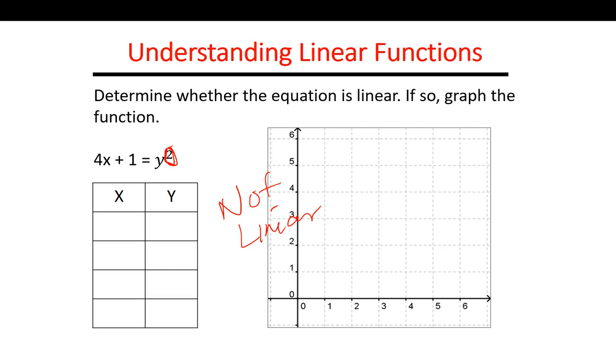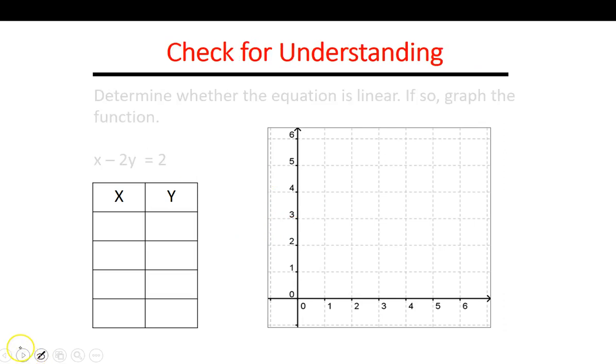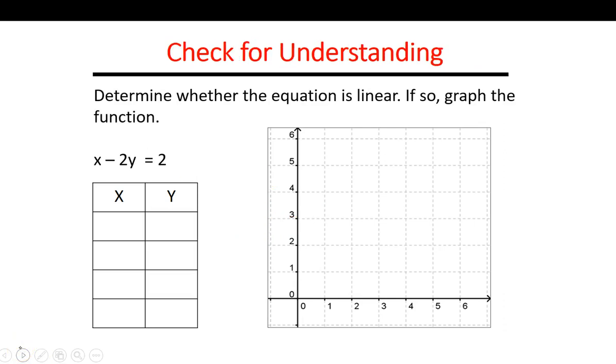All right, we are now ready to move on to the next slide, a check for understanding. We are to determine whether the equation is linear. If so, graph the function. We can see here that this x and this y are not to the power of anything, so it's more than likely going to be linear. So we're going to go ahead with a table of values, -1, 0, 1, and 2, and then we're going to use those x's to solve for y.